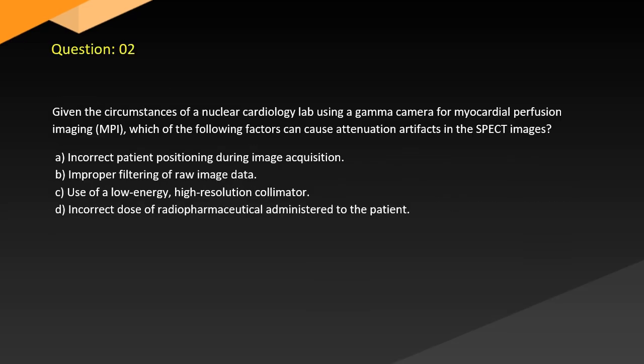Question 2. Given the circumstances of a nuclear cardiology lab using a gamma camera for myocardial perfusion imaging (MPI), which of the following factors can cause attenuation artifacts in the SPECT images?